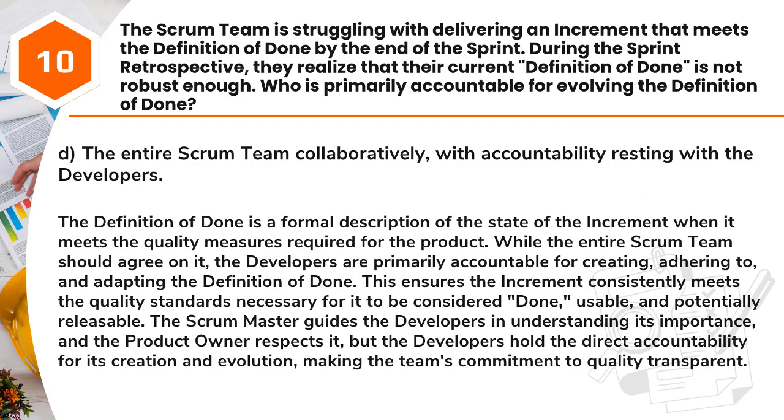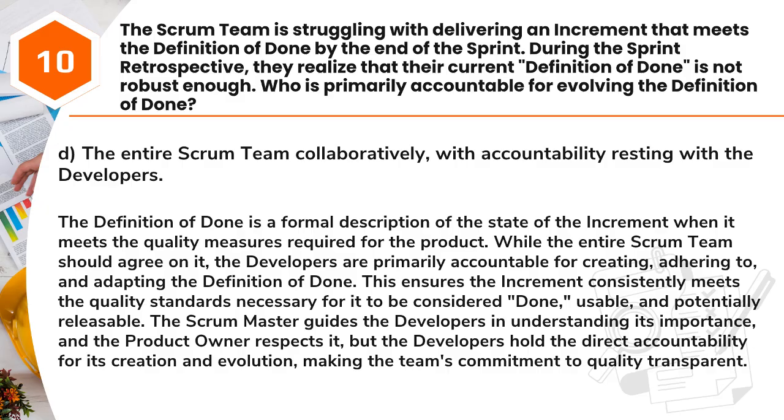Answer: D. The entire Scrum team collaboratively, with accountability resting with the developers. The definition of done is a formal description of the state of the increment when it meets the quality measures required for the product. While the entire Scrum team should agree on it, the developers are primarily accountable for creating, adhering to, and adapting the definition of done.